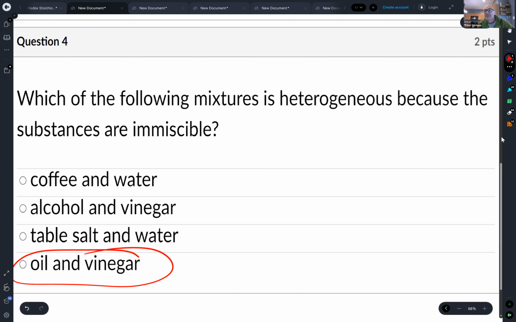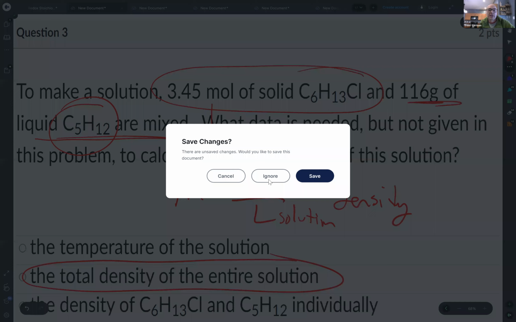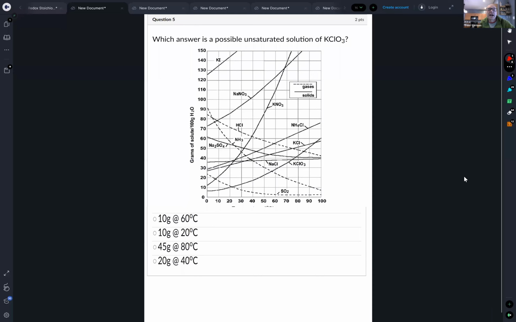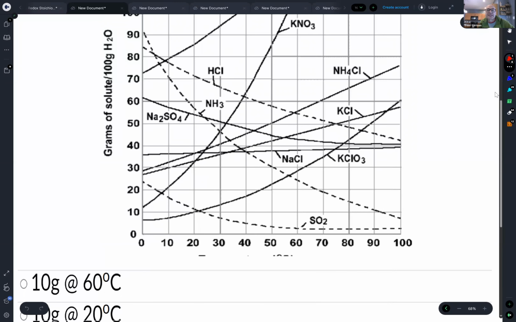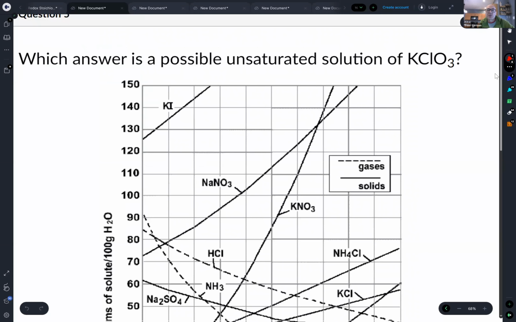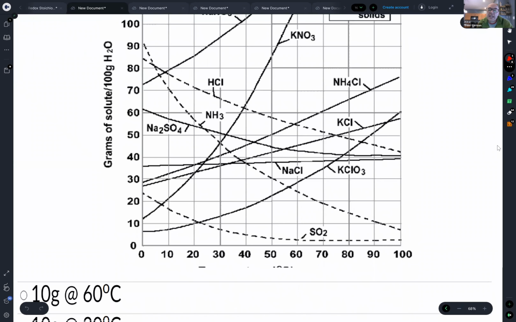They do not mix. That makes them immiscible. All right, let's cancel this one out and let's move to question number 5. Question number 5 is one of our graphs, and it's asking us on this graph, which answer is unsaturated for KClO3. So let's find KClO3 first off.